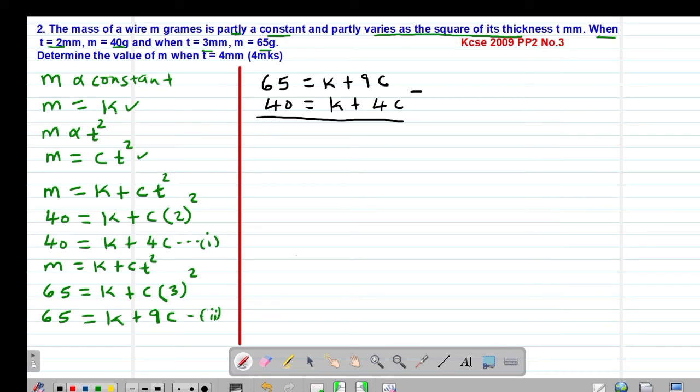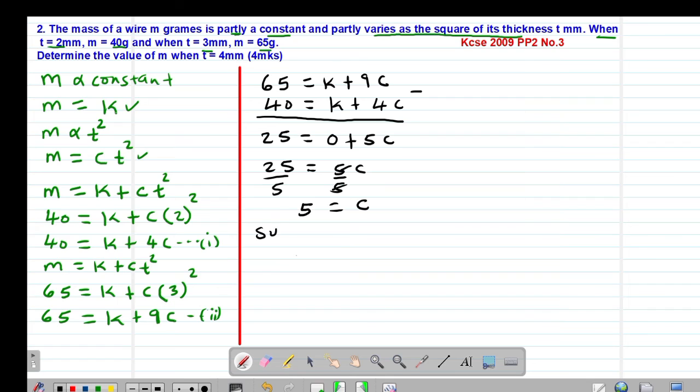So 65 minus 40, I'm going to get 25. So I'm having 25 being equal to K minus K, I'll get 0. Then of course 9C minus 4C, I'm going to get 5C. So this will be plus 5C. So this means 25 is equal to 5C. Then I'll divide through by 5. I also divide through by 5. So that means the value of C will be equal to 25 divided by 5. I'm going to get 5 as the value of C.